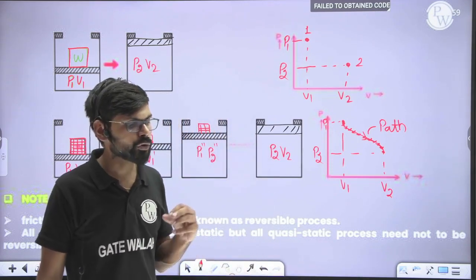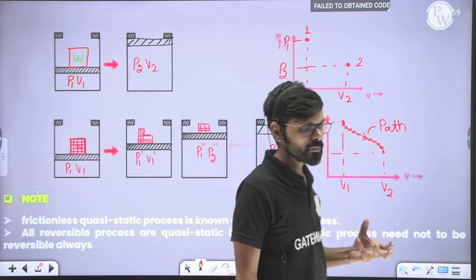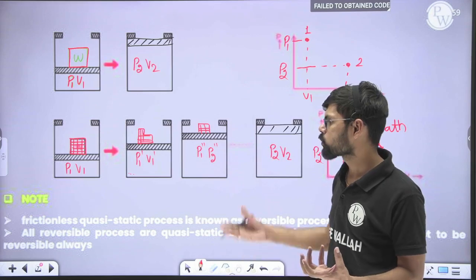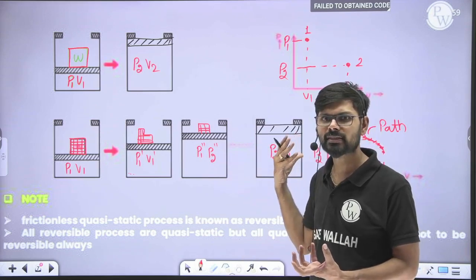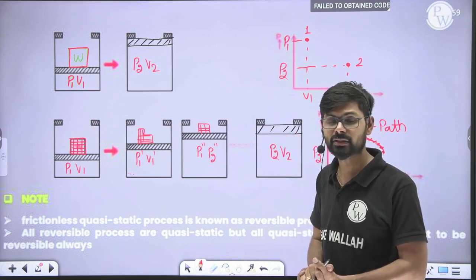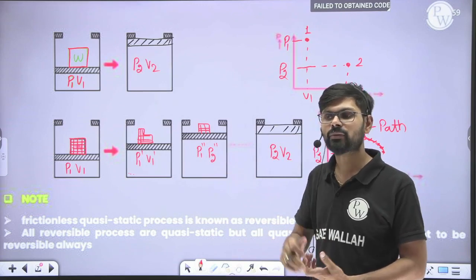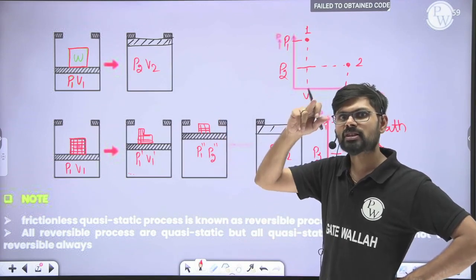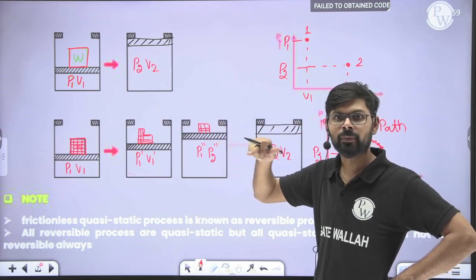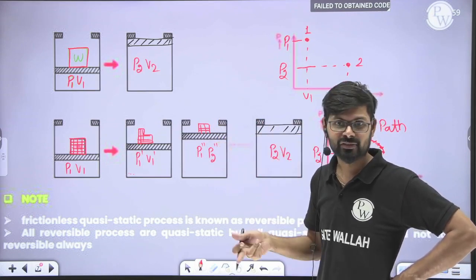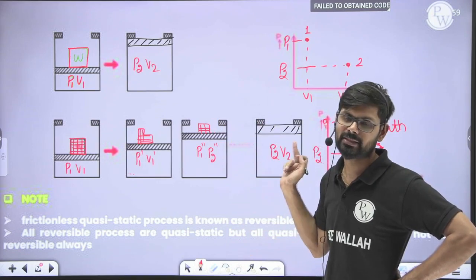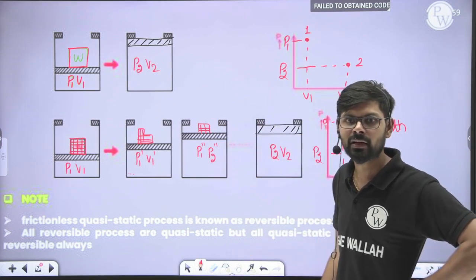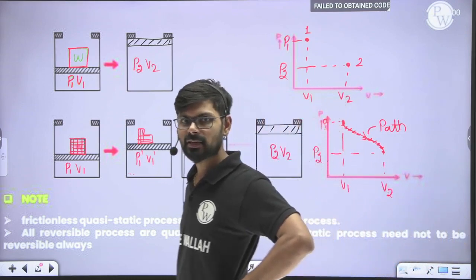Okay? If you really want to draw the path of a process, then it must be a quasi-static process. Even the reverse is also true. Suppose some process is drawn in a property diagram, then that process will be a quasi-static process, because only a quasi-static process can be represented in any property diagram. Is it clear to everyone?